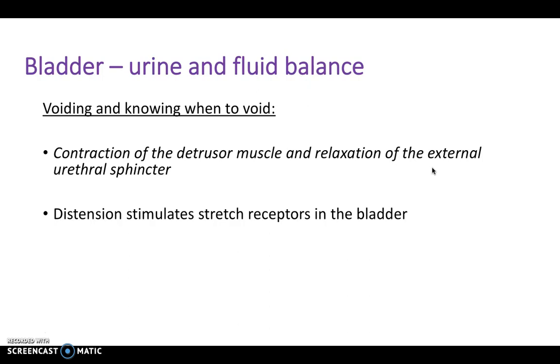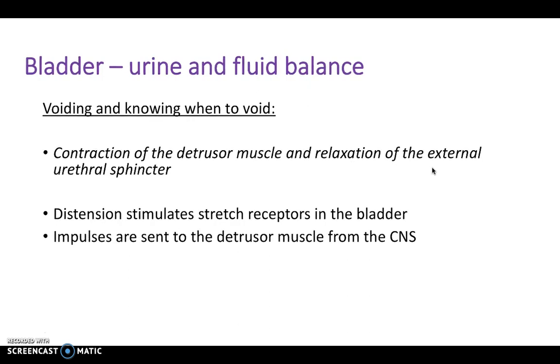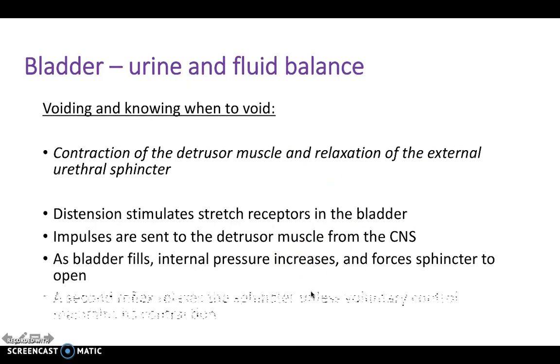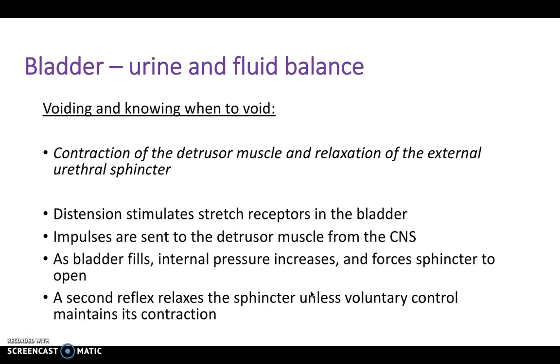And distension stimulates stretch receptors in the bladder. Impulses are sent to the detrusor muscle from the central nervous system, and as the bladder fills up with urine, the internal pressure increases and forces the sphincter to open. A second reflex relaxes the sphincter unless voluntary control maintains its contraction. In other words, if it's not socially acceptable to void.